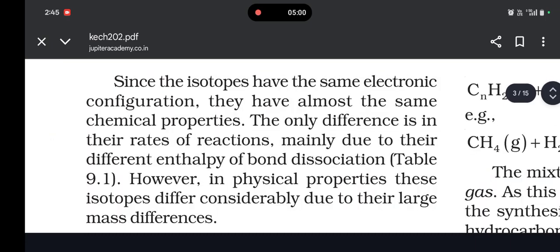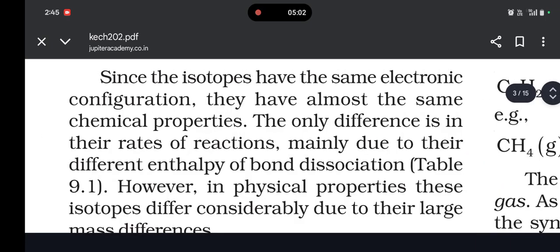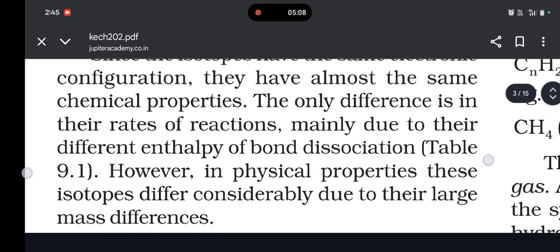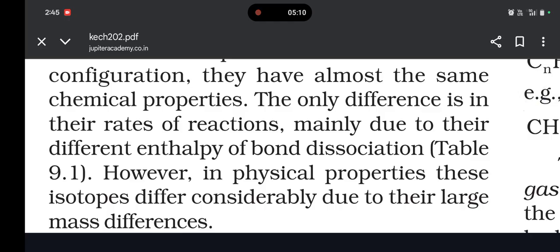Since the isotopes have the same electronic configuration, they have almost the same chemical properties. The only difference is in their rates of reaction, mainly due to their different enthalpy of bond dissociation. Table 9.1. However, in physical properties, these isotopes differ considerably due to their large mass difference.